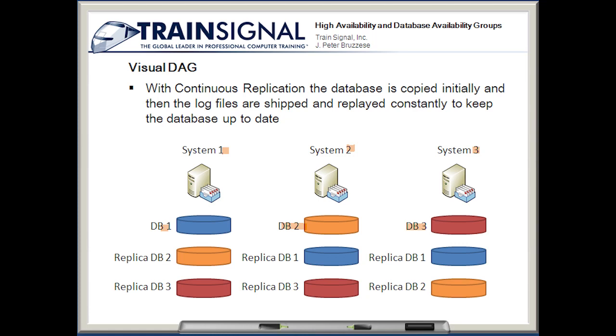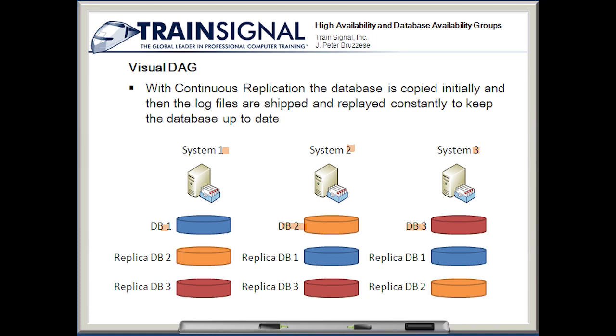We see that System 1 has a replica for 2 and 3, System 2 has 1 and 3, System 3 has 1 and 2. This may remind you a little bit of fault tolerance, but instead of being on a disk level, we're looking at an entire database that is replicated between these different servers. Now, if you just consider the amount of space you're going to need for that, let's say database 1 is 1 terabyte, and so is database 2 and database 3. Then you're going to need 3 terabytes worth of space for each system so that you can have the replicas in place.